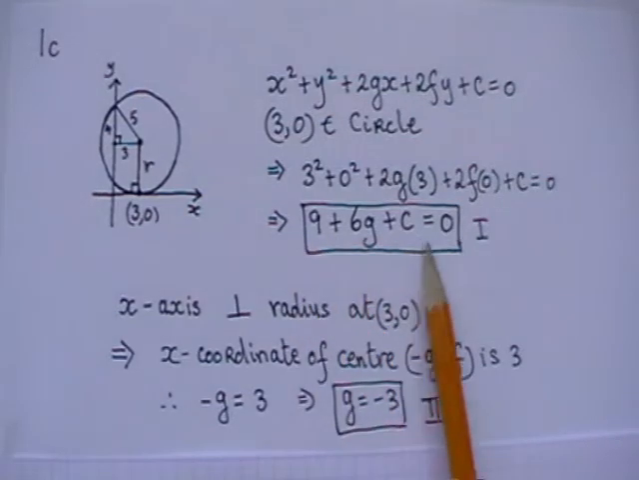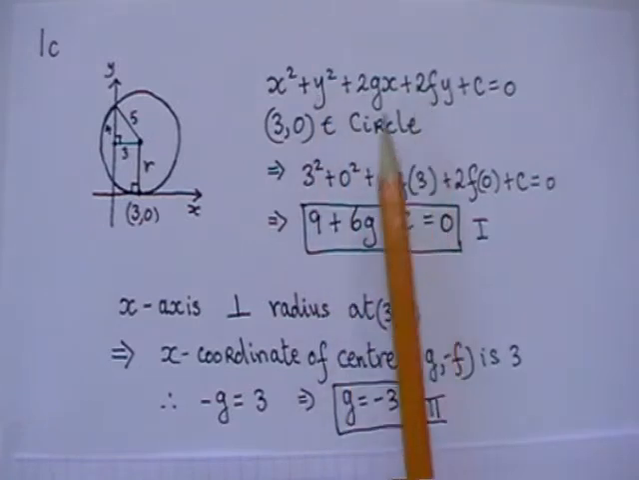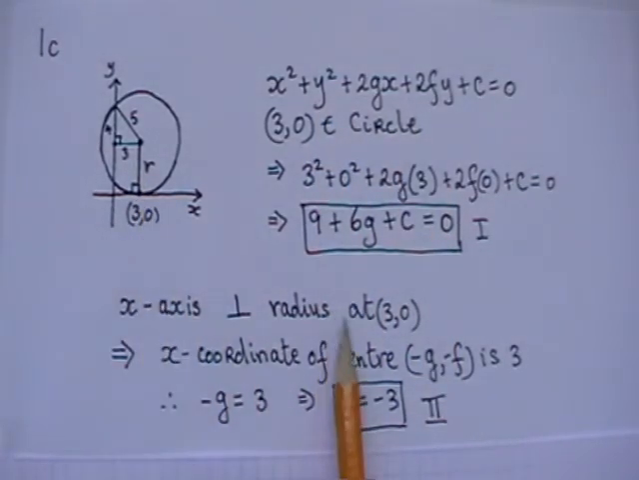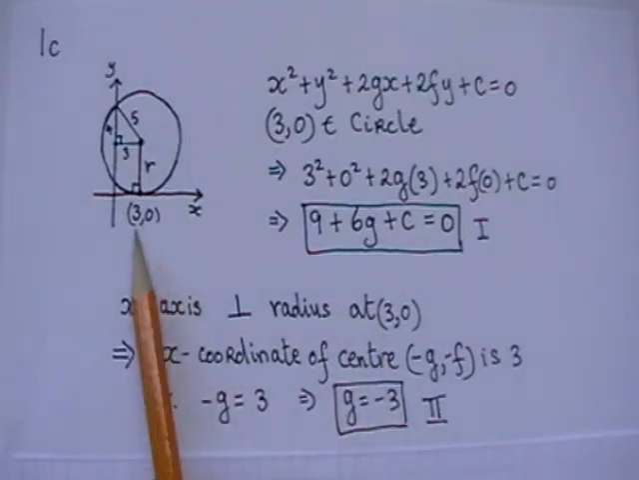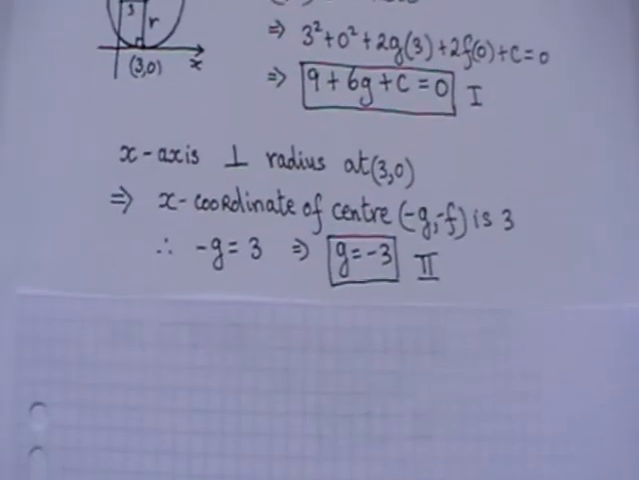We had our first equation by simply substituting the point (3, 0) in the general form. We just said the x-axis is perpendicular to this radius at (3, 0). So the x-coordinate of the centre, minus g, is 3. That means minus g is 3, or g equals minus 3, our second equation, which we'll substitute in the first.